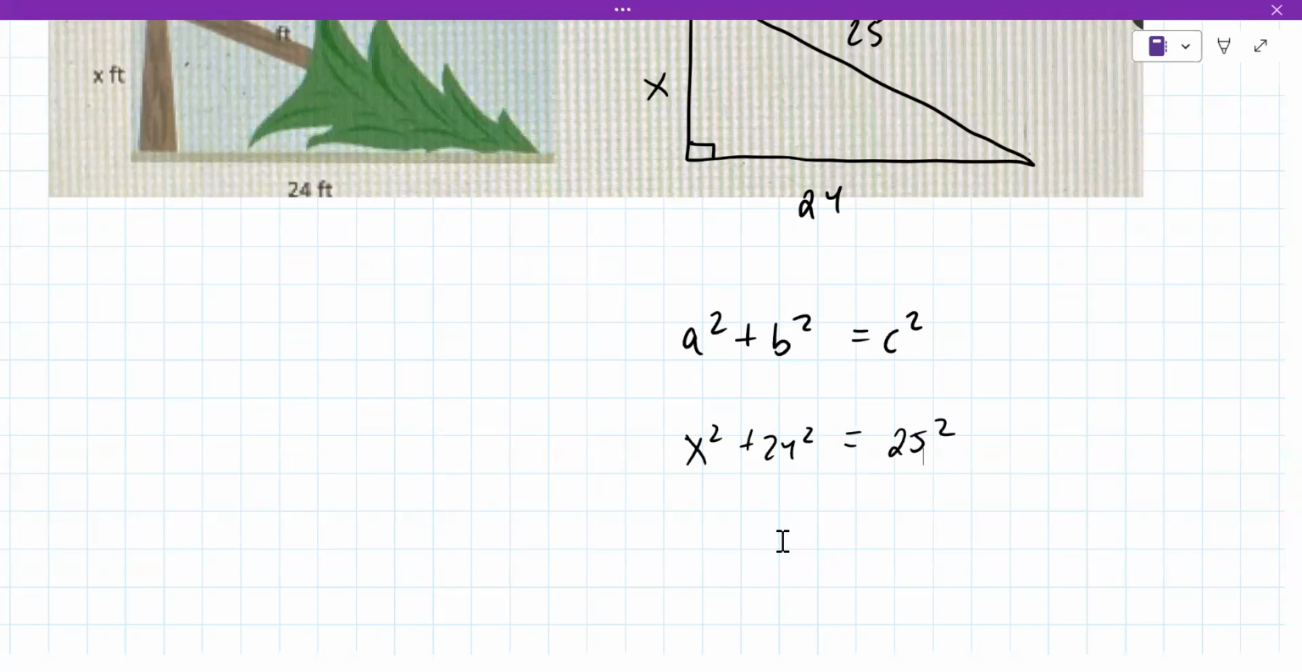I was not thinking. 24 times 576. 25 times 25. 49. Square root of 49 is 7. X is 7. Yes. Now that is not the answer.